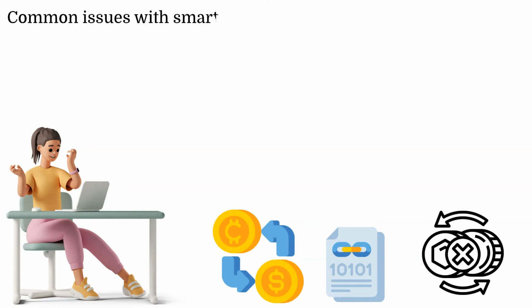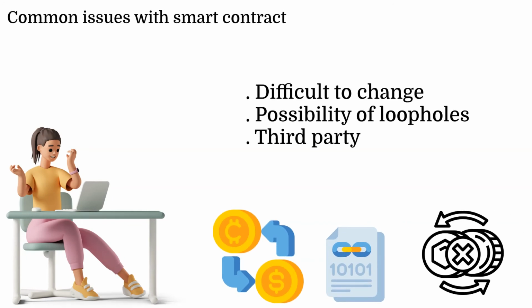What are the common issues with smart contracts? Smart contracts are almost impossible to alter. Any errors in the code can be time-consuming and expensive to correct. Possibility of loopholes. According to the concept of good faith, parties will deal fairly and not get benefits unethically from a contract. However, using smart contracts makes it difficult to ensure that the terms are met according to what was agreed upon.